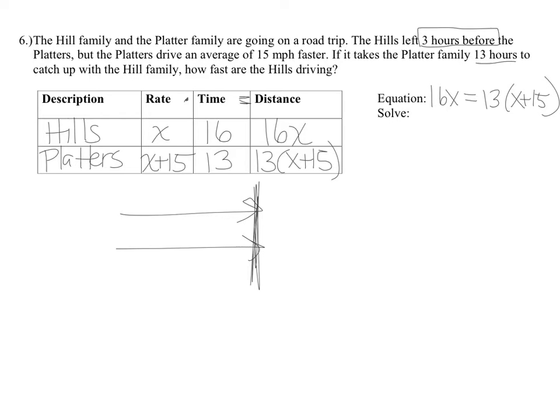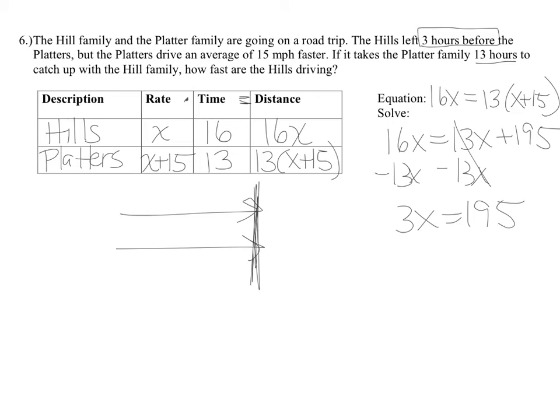So distribute the 13 and you get 16x equals 13x plus 13 times 15 is 195. Then we are going to collect our variables to both sides. So subtract 13x from both sides. You get 3x equals 195. And Ben, what's 195 divided by 3? Oh, 65. He's too slow. Oh my gosh, that was fast. Okay, so he gets 65. So I get here that x is equal to 65.